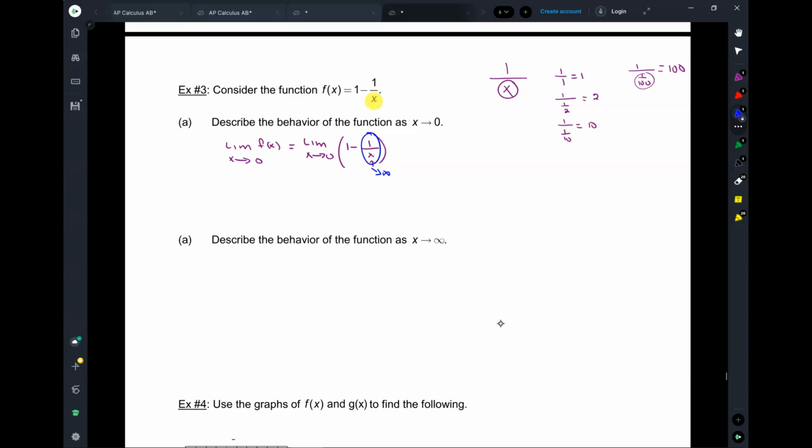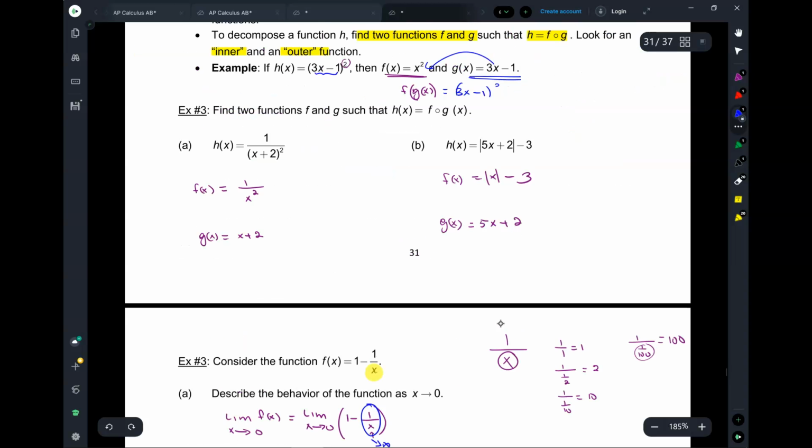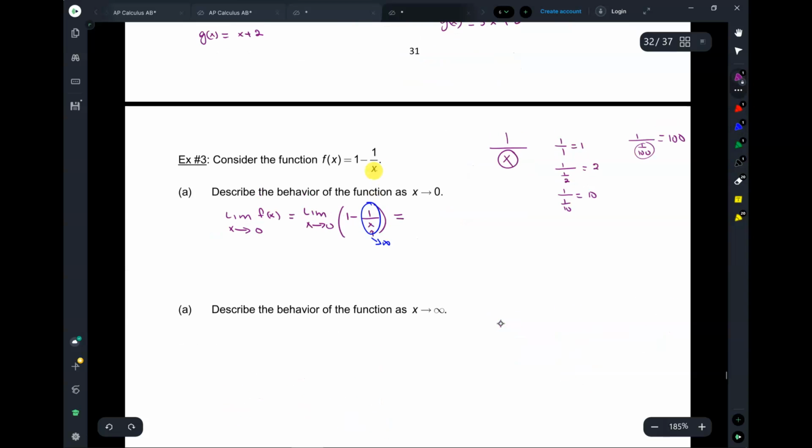Right? That the fraction 1 over something tiny will be infinitely large. So now what I have is 1 minus a number that's infinitely large. What's 1 minus 1,000? What's 1 minus a million? Negative 999,000, and so on. What's 1 minus a trillion? Negative, still a number that big, right? So 1 minus an infinitely large number will just be negative an infinitely large number.